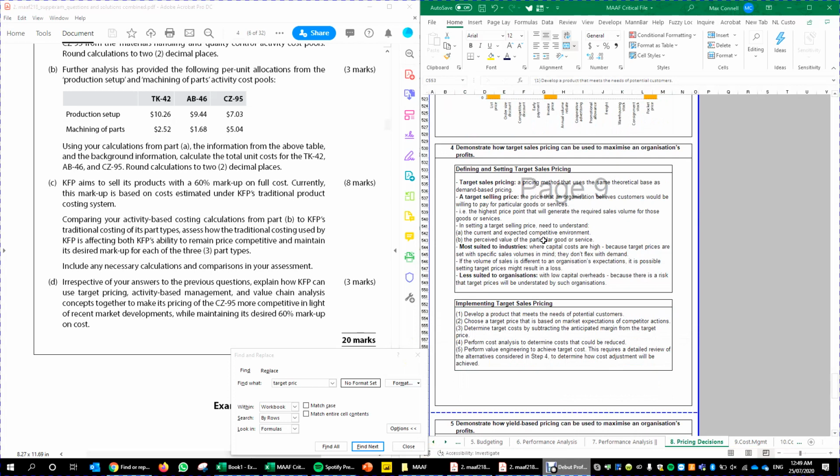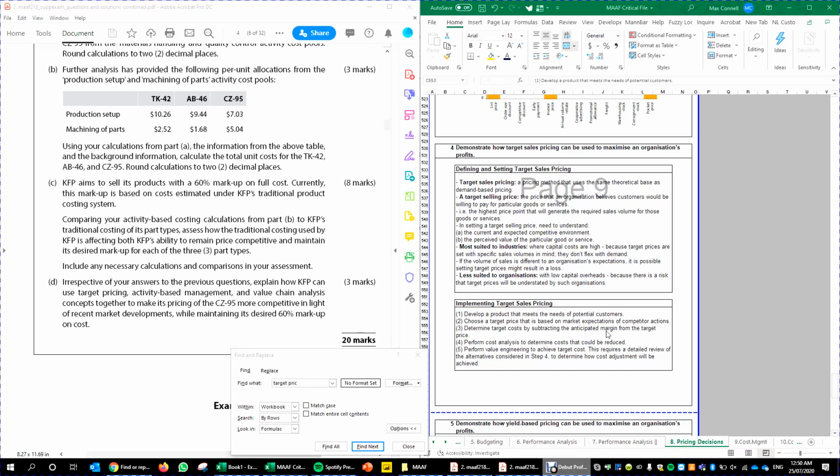So target sales pricing is basically figuring out what the target price is that's based on market expectations of competitors' actions. In other words, what price can the market actually take for this product? Now, the target pricing could be used to set a lower price for CZ95. As we mentioned before, it was probably too high to find a price that the market actually demands. So customers can work back from the lower price rather than the higher price that would allow the desired 60% markup to be achieved. That's all you need to write for the first one.